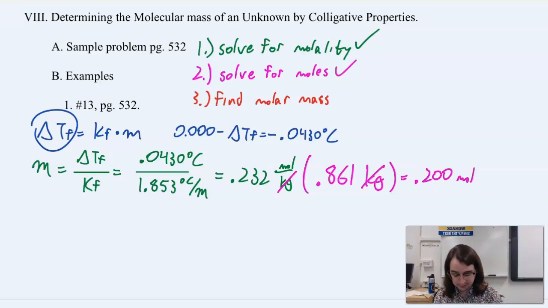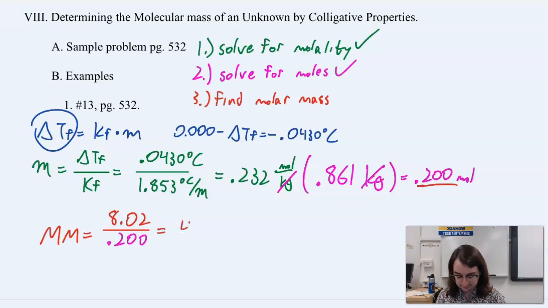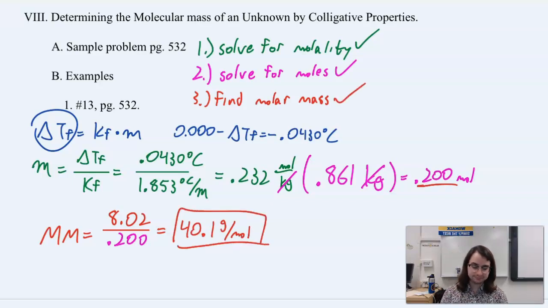Step 3, we are now going to take molar mass, and we're going to plug this value into our molar mass. The grams given in the problem for the solute are 8.02. The moles that we calculated was 0.2. So when we calculate this, we get a new molar mass, which is 40.1 grams per mole. And that is step 3.